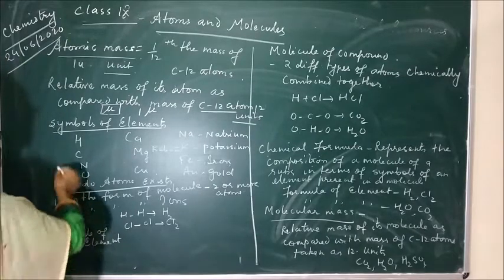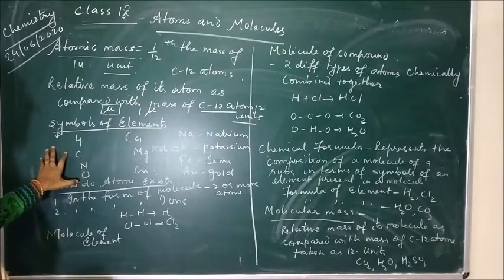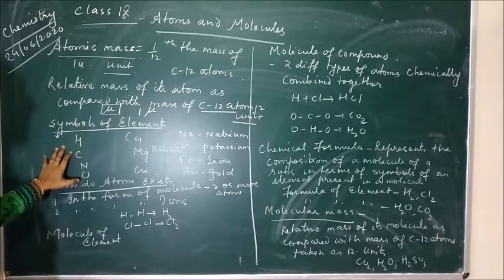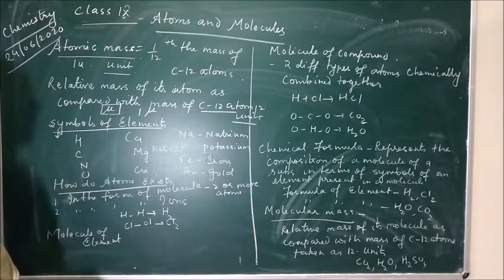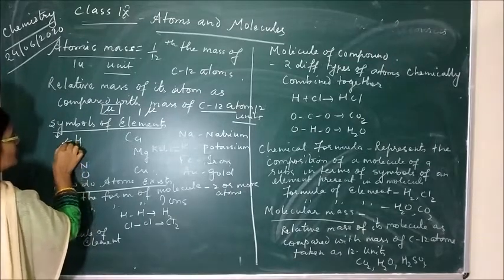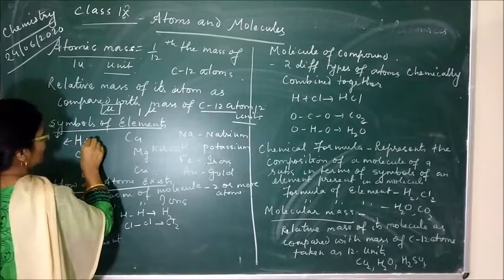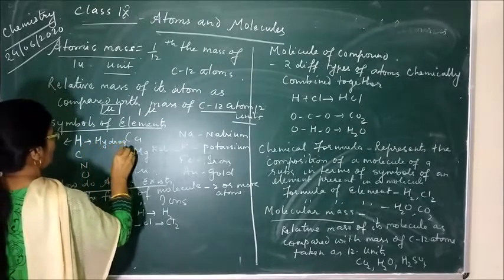What is a symbol? Actually, the smallest representation of any element is called its symbol, and I have already told you how to write symbols. The symbol of any element is written in 3 forms. First, with the first letter. We will start with the first letter, like hydrogen, H, written with a capital letter. So H is the symbol for the element hydrogen.